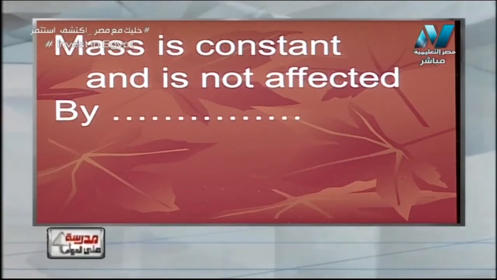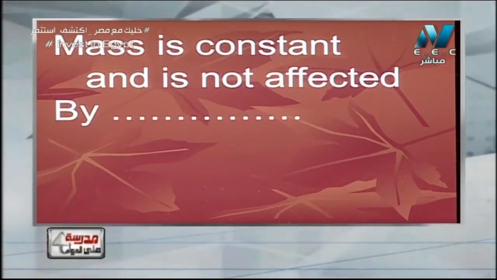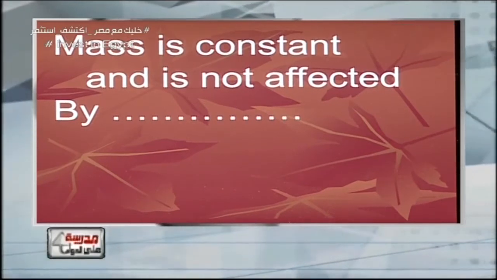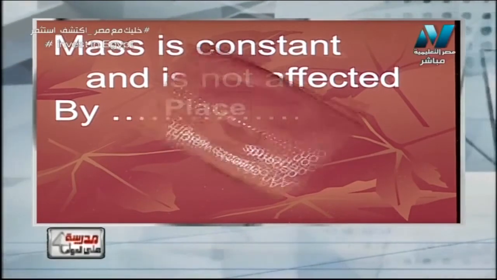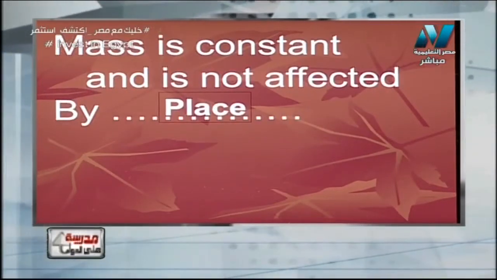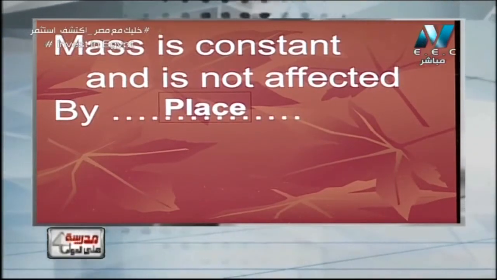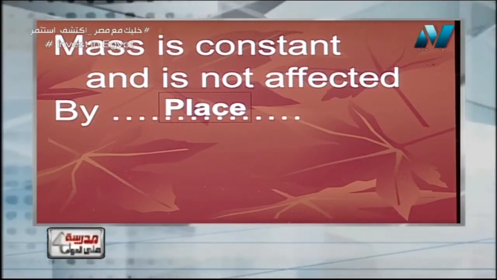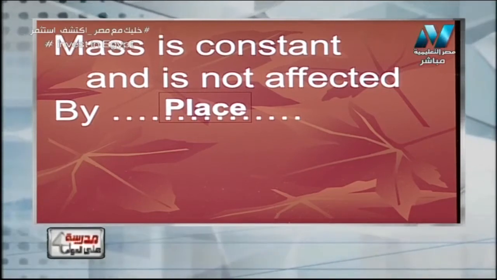Mass is constant and is not affected by what? We know that mass is constant. ما بتتأثرش بإيه؟ بتتأثرش بال place ولا كمان sorry by place. So again mass is constant and is not affected by place. دايما mass مالهاش علاقة بال place خالص because mass is a constant value and it doesn't change from place to place.